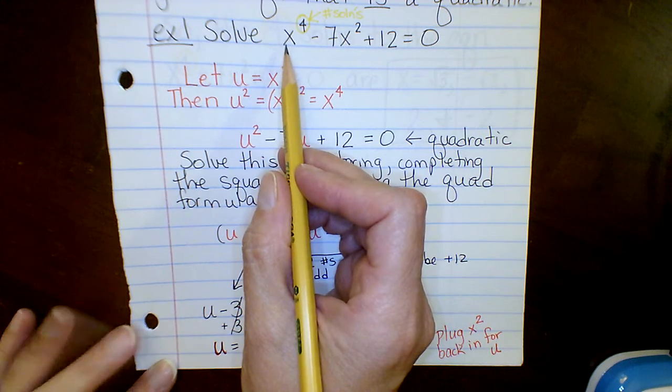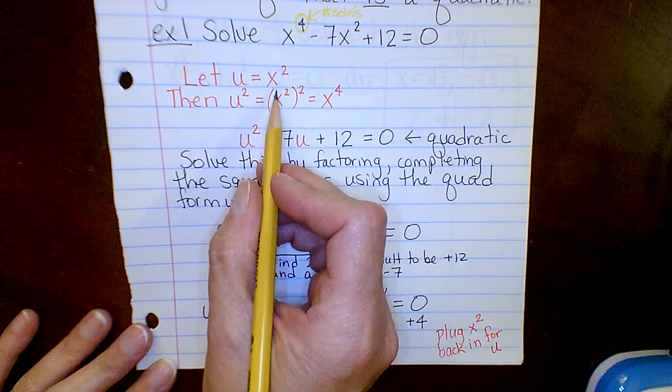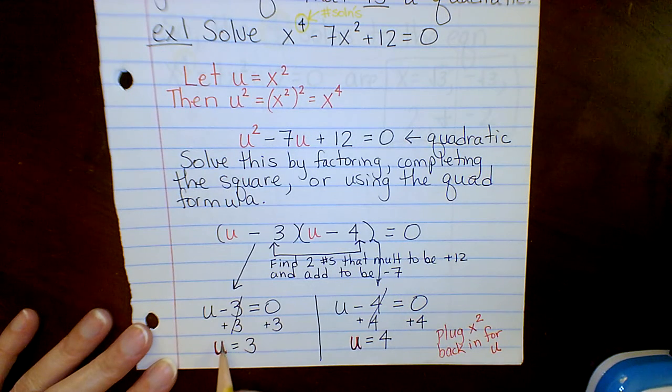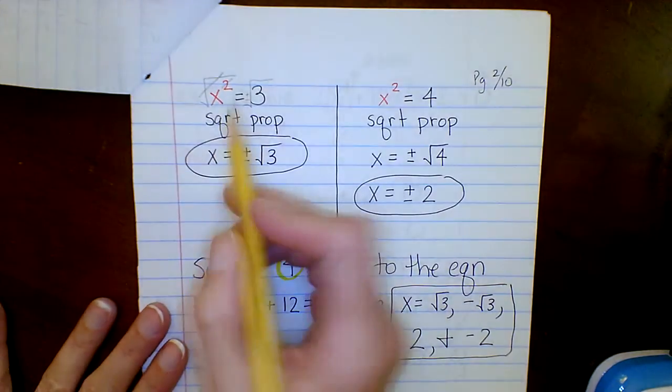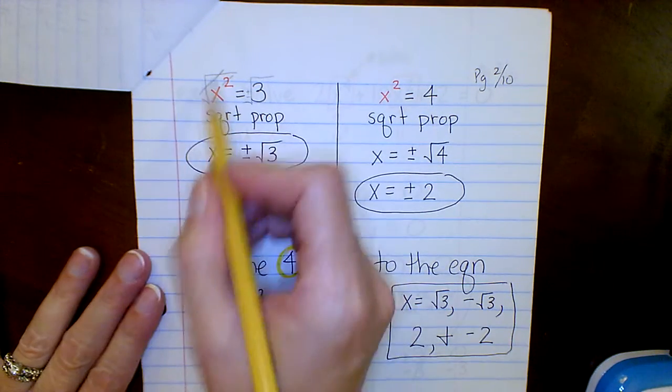So here's what you have to do. You have to remember that you're not done, and you have to plug x squared back in for u, because that's what our substitution was. So I have to take x squared equals 3 and x squared equals 4, and then continue to solve it for x. So in doing that, remember u equals 3, u equals 4. So I substituted back in.